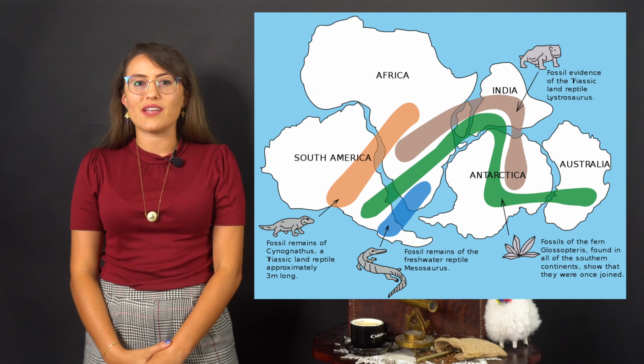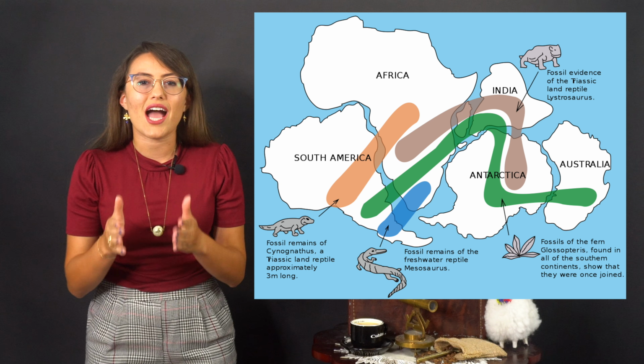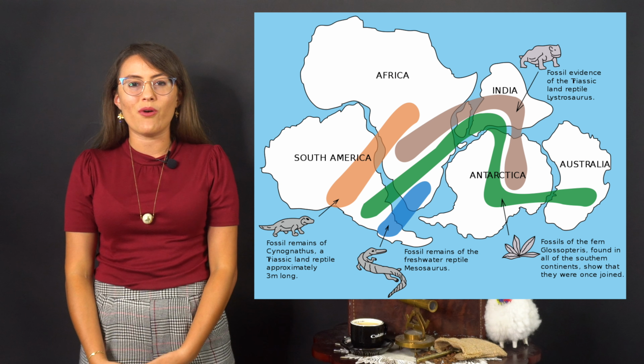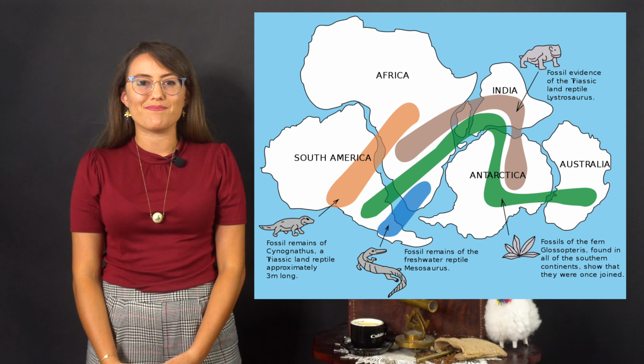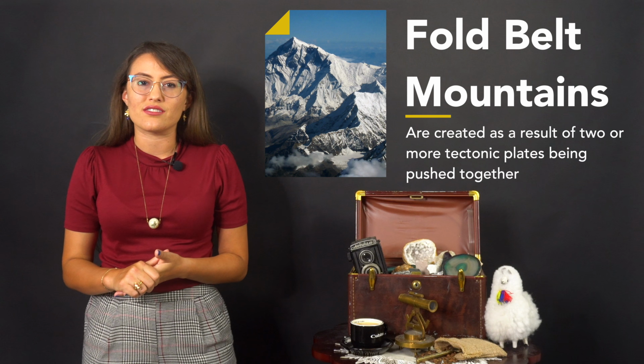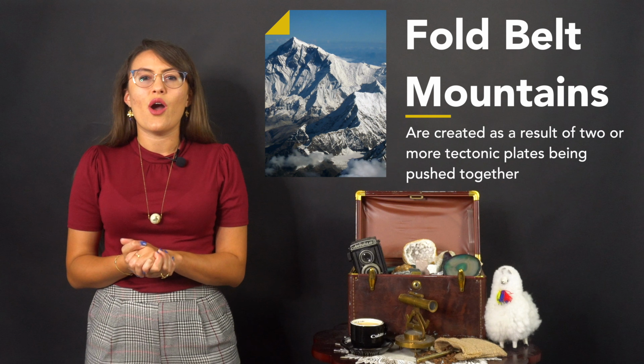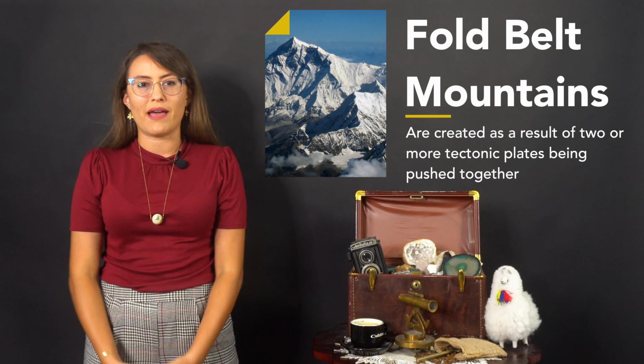The issue with Wegener's hypothesis and why it was not readily accepted was because he could not find concrete evidence to support how the continents drifted apart. Wegener unfortunately had an untimely death, and there were still questions that were not entirely answered, such as fossil remains located on different continents and controversy over the origin of fold belt mountains.